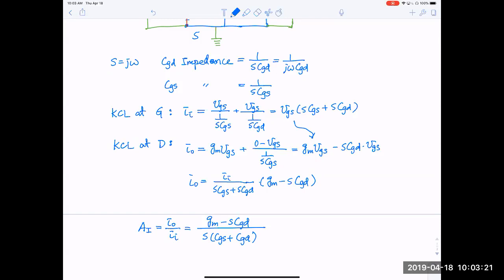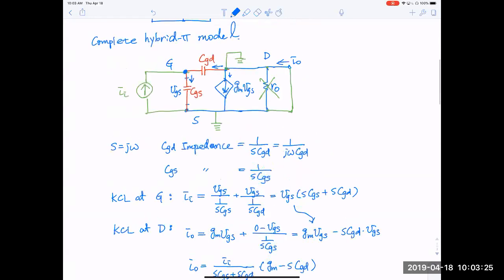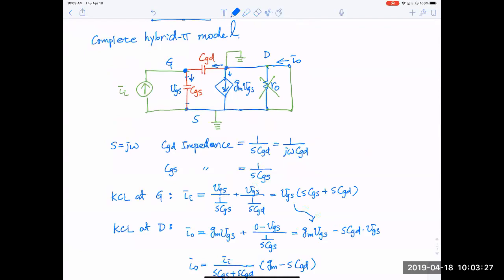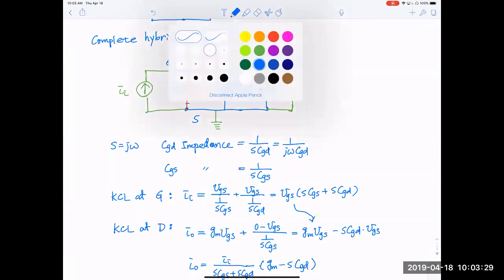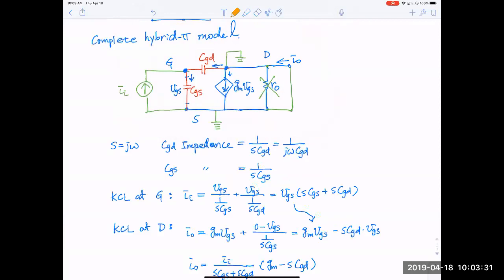Yep. KCL at the drain. So this is the drain terminal here. Let me switch to a yellow paint. So this is the drain here. And I mentioned we ignore ro. So basically Io comes in here, right? Io goes all the way here. So this is Io. There are two paths out. This one path, okay? And this is another path.